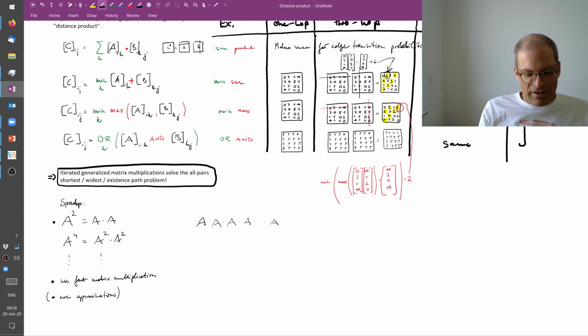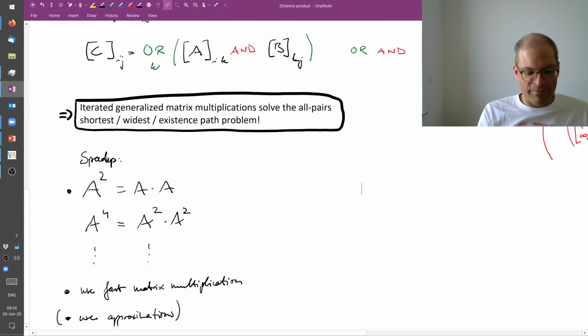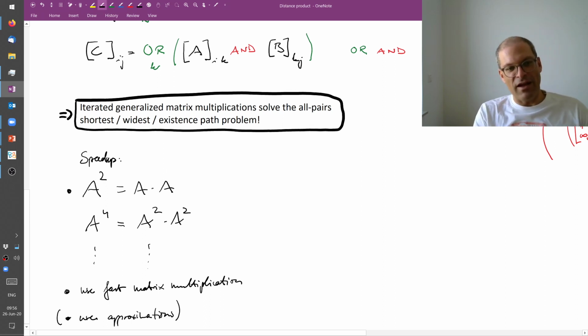But it is cheaper if we do it as sketched on the left-hand side. So we first build this matrix A squared, where now the product is in this generalized sense, and when I say squared, it's also in this generalized sense. So we say A squared equals A times A, and then A to the 4th power is A squared times A squared, and so on. And in that case, we need only logarithm of n matrix multiplications.